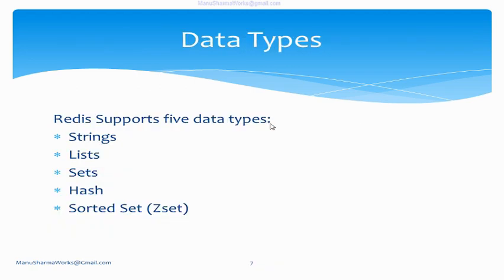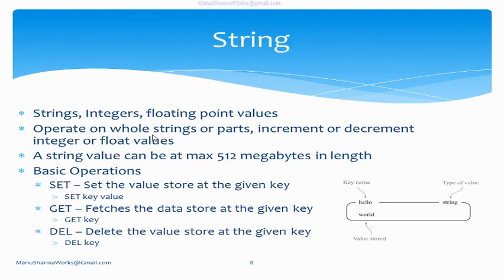As I said, there are 5 data types: string, list, set, hash, and sorted set. In string, we can save strings, integer, and floating values into the string data type, and it can operate on whole strings. We can use functions similar to substring or mid on the string data type.